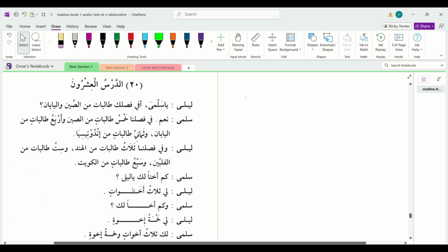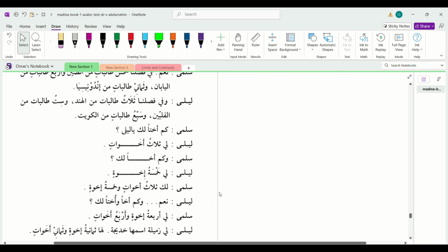Selma asks, how many sisters do you have, Layla? Layla answers, I have three sisters. Selma: and how many brothers do you have? I have five brothers.